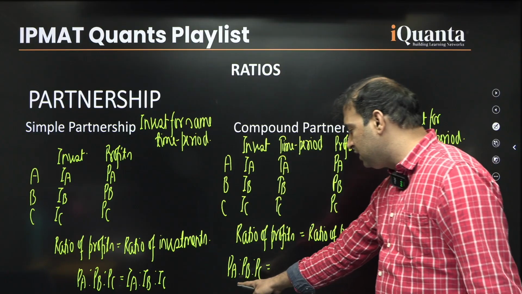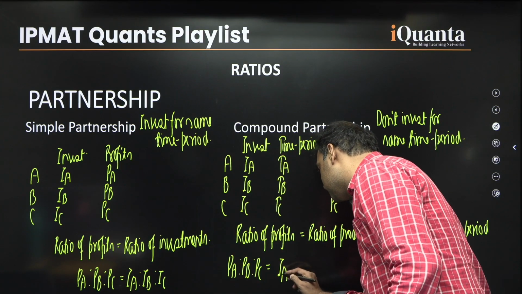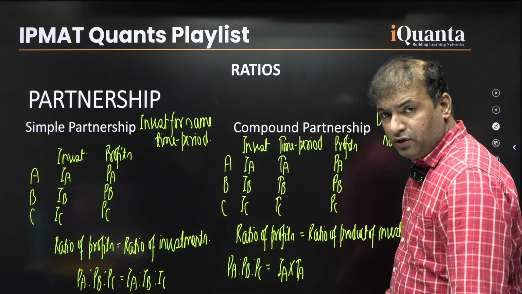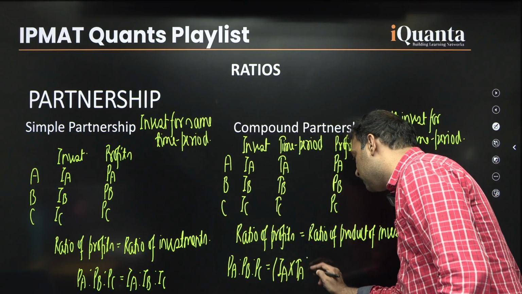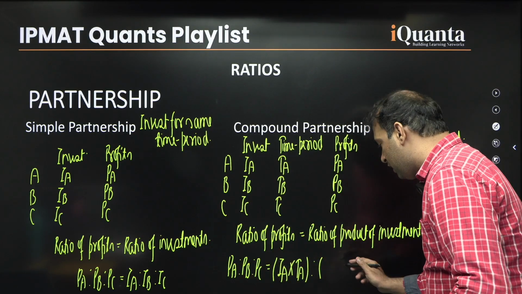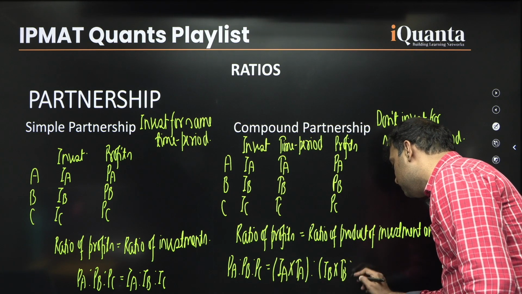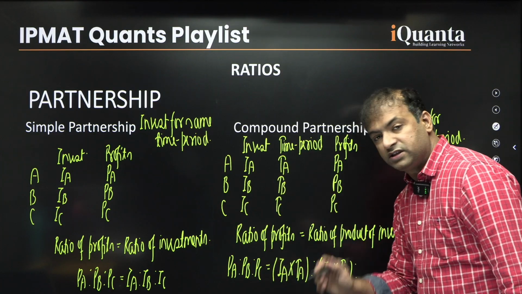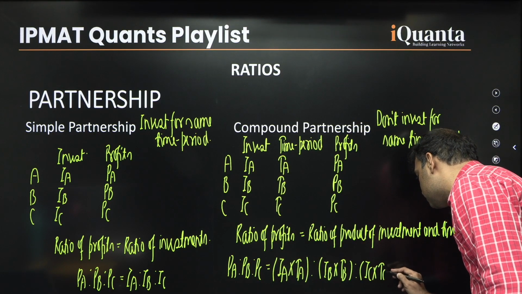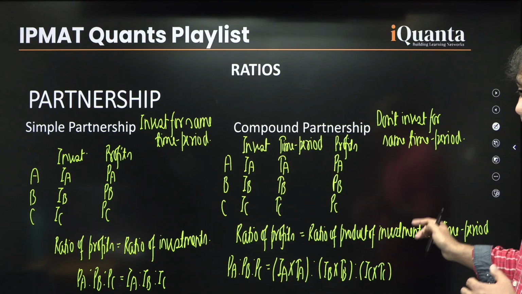So guys, first we have written A's profit, so first we will multiply A's investment and A's time period, right? Investment of A and time period of A only, right? Then a bracket, and guys, the second person, the profit is written for B, so we will multiply B's investment and B's time period. Simple. One more ratio. Then comes C's profit, so the investment of C and the time period of C as well. So guys, this we shall say is the ratio logic behind the compound partnership.